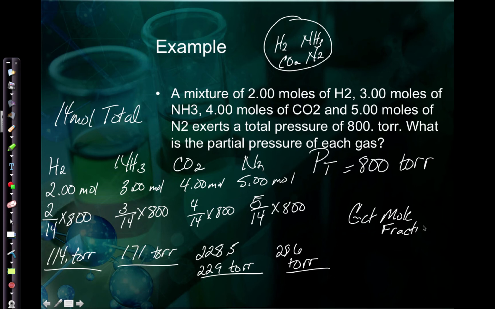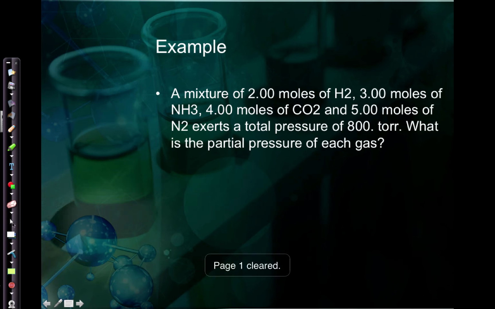Which is really a percentage, and then just multiply it by the total pressure. That little t is for total. All right, so now let's look at another example.